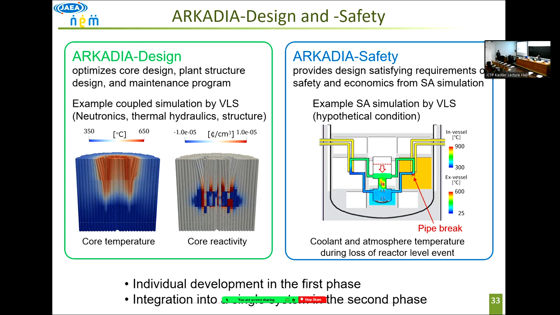Our final goal is to make one system to evaluate both the design side and the safety side. But currently, we have just started developing them separately, as shown here, Arcadia design and Arcadia safety. In case of Arcadia design, the main purpose is to optimize the core design, plant structure, and maintenance program. And Arcadia safety provides design safety requirements, and safety and economics from the CD accident simulation. Today, as I mentioned, regarding the safety issues, I will focus a little bit on Arcadia safety.